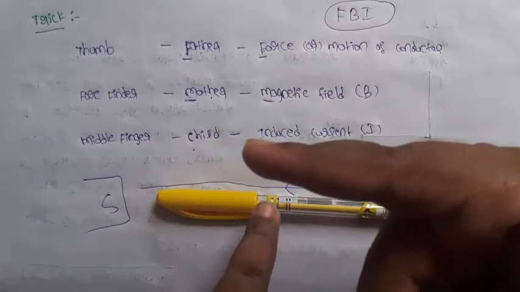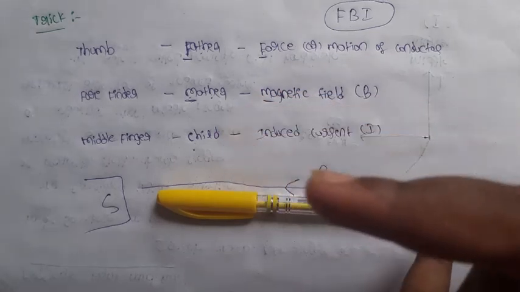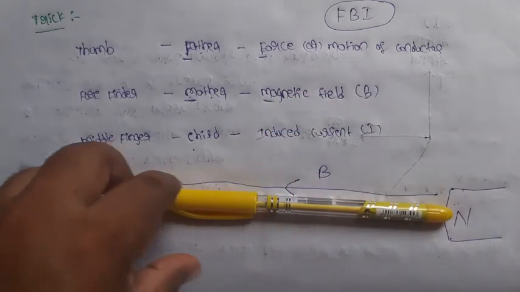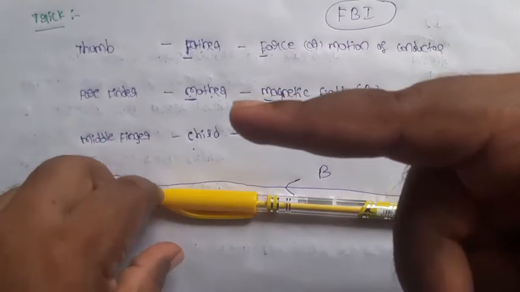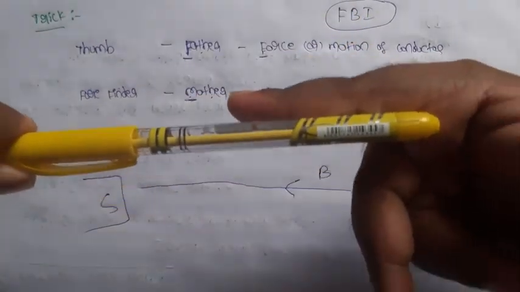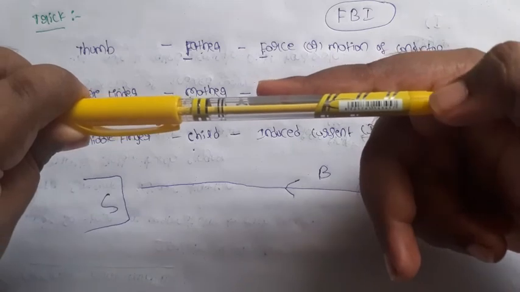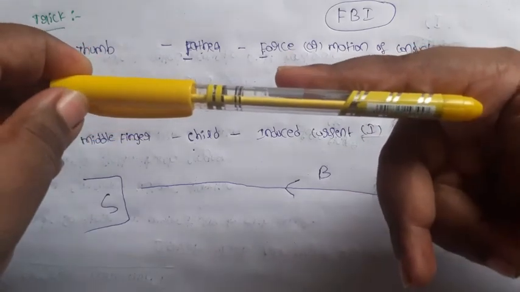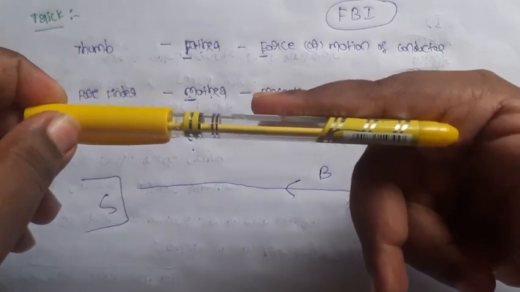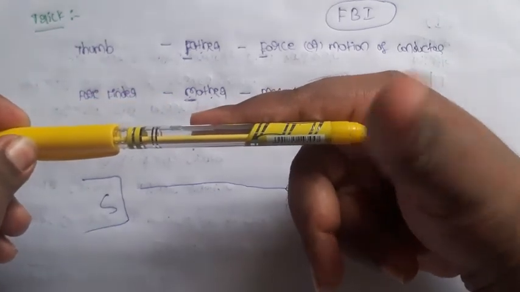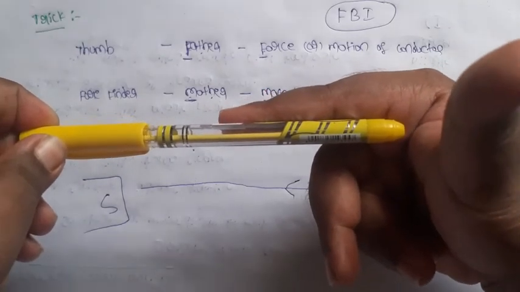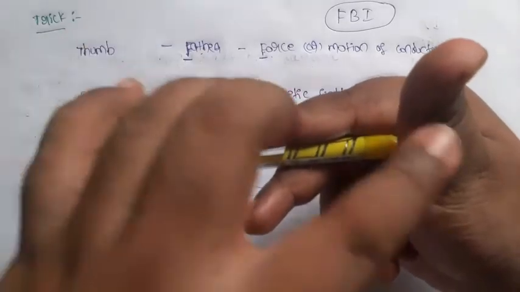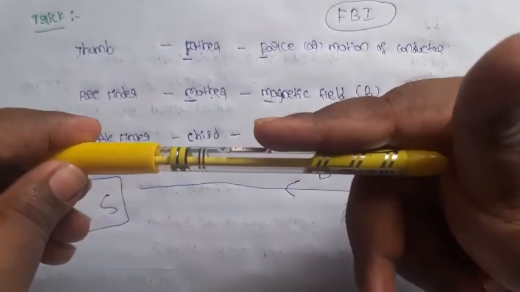We know the magnetic field direction. The direction of the magnetic field is north to south. I am placing this conductor along the magnetic field direction. So the force acting on the conductor is, this is the thumb finger, so force is acting towards upside. This is the direction of the force acting on the conductor.